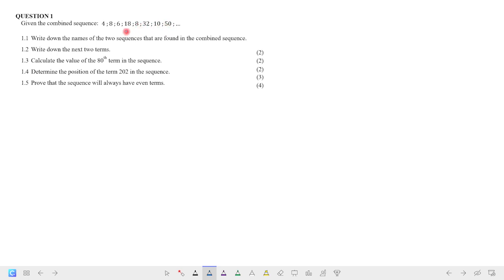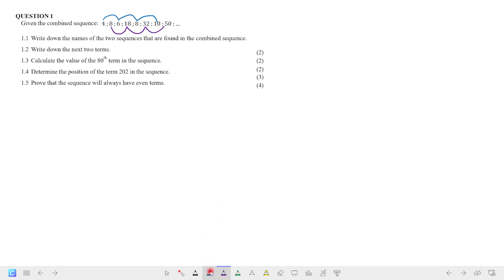Whenever you're encountering a combined sequence, it is important that you always do this. A combined sequence has two sequences, right? The first sequence has its terms located in the odd numbered positions, if I can put it that way. I'm saying the terms of the first sequence are term 1, term 3, term 5, term 7, term 9, and all the odd numbers, and so on. The other sequence is the one in the even positions, which is term 2, term 4, term 6, term 8, term 10 and so on.